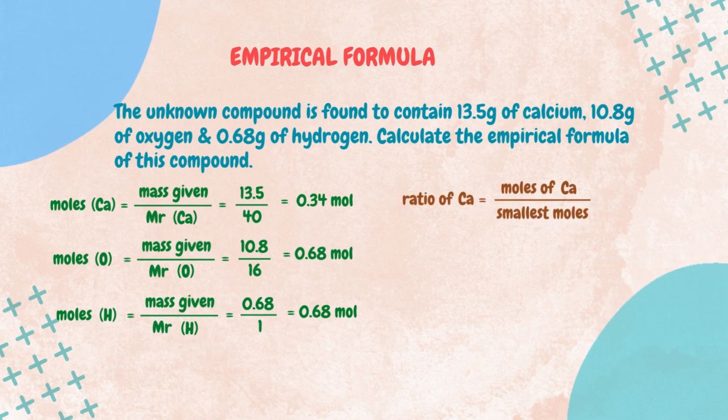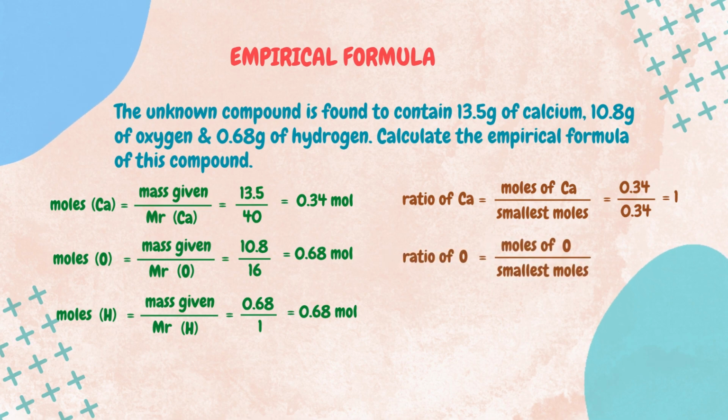The ratio of calcium is equal to the mole of calcium over the smallest mole. The mole of calcium is 0.34. The smallest mole is 0.34. 0.34 over 0.34 gives 1. The ratio of oxygen is equal to the mole of oxygen over the smallest mole. The mole of oxygen is 0.68. The smallest mole is 0.34. 0.68 over 0.34 gives 2.